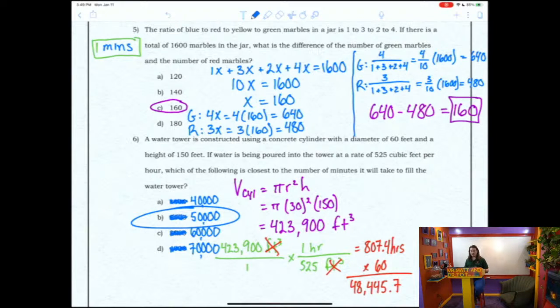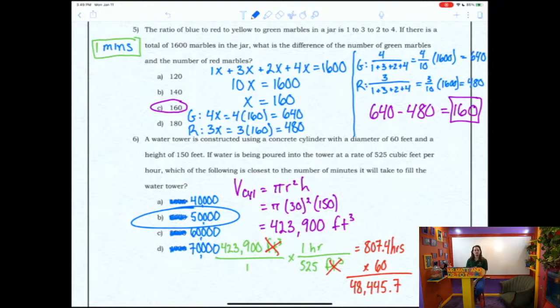Okay, so let's look at 5 and 6. So again, we can use either of the two methods, either writing an equation or converting the ratio elements into fractions and evaluating those fractions against the total whole. If we wrote an equation, then we would say that 1x plus 3x plus 2x plus 4x is equal to the total number of marbles in the jar, which is 1,600. Combining like terms, you'll find 10x is equal to 1,600. So x, the common multiple, has to be equal to 160.